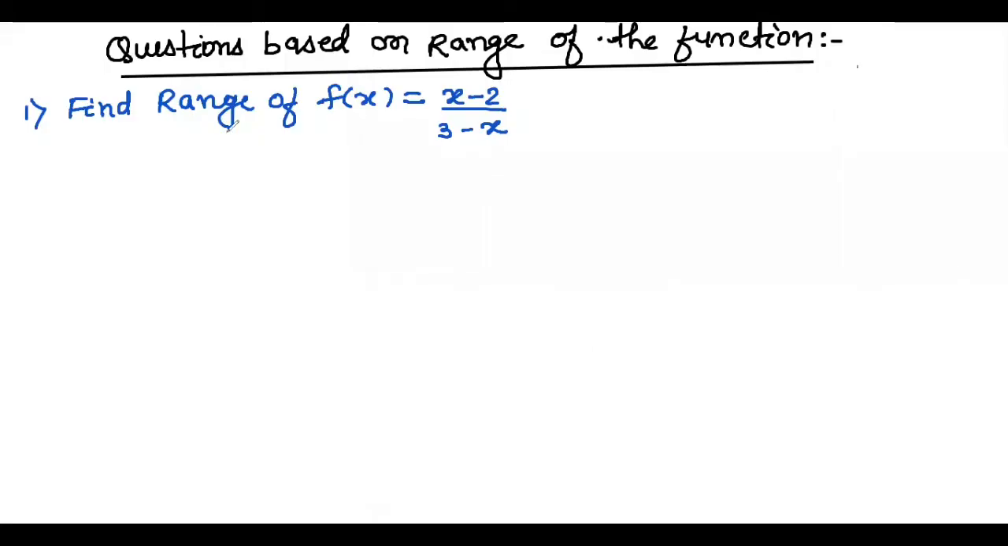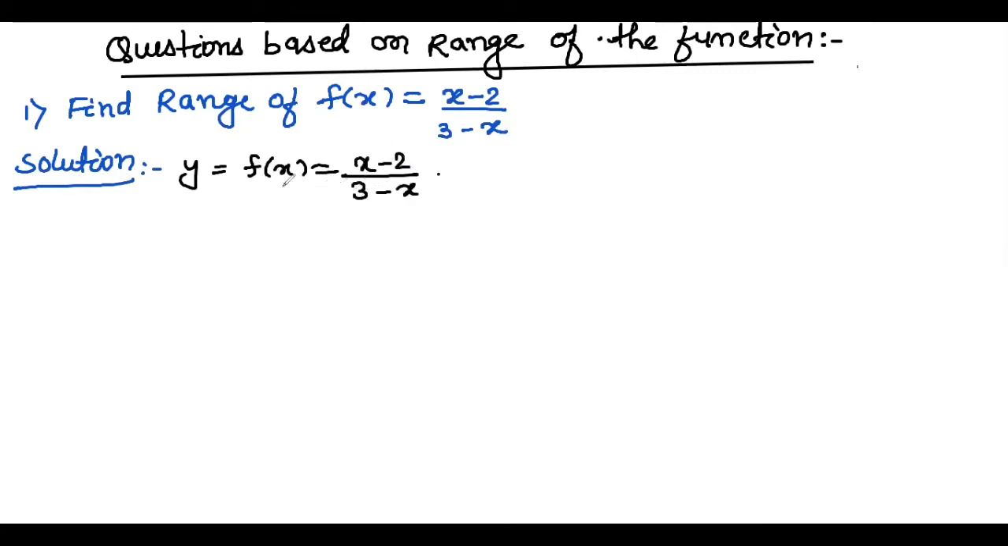Here I've taken one more question based on range. We have to find out the range of the function (x minus 2) by (3 minus x). So here the function is y equals f(x), and this is equal to (x minus 2) by (3 minus x). Now what we have to do, we have to convert x in terms of y. So we will write y equals (x minus 2) by (3 minus x), and then 3y minus xy equals x minus 2.